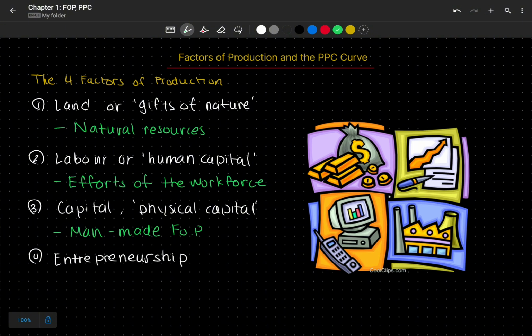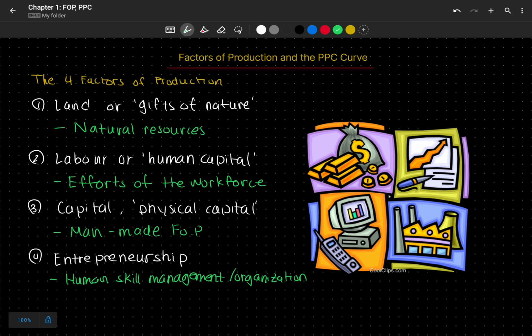And your last category is called entrepreneurship. Entrepreneurship is the human skill of management and organization. So, entrepreneurship is responsible for organizing the other 3 factors of production so they could all work cohesively and make the goods and services that we want. And it's also responsible for taking risks that lead to future success or failure.